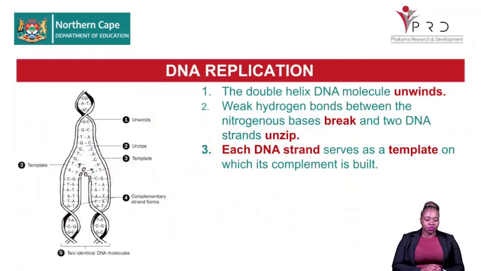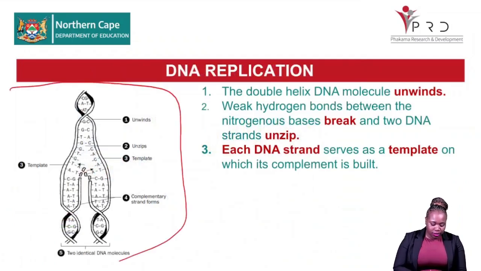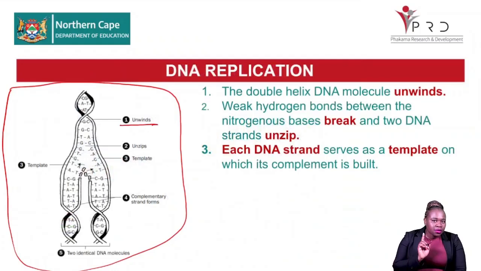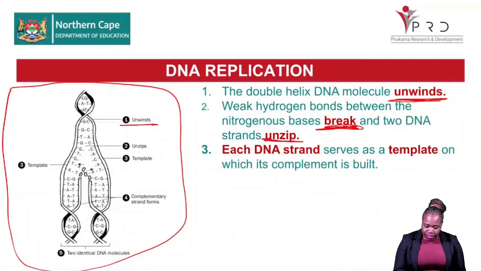Now here we're going to look at the process again, but I just want us to look at it with the structure in mind. If we have a look at the structure, you can see that it is going to guide you on what happens at each step. Step number one, the main thing here is for you to mention that the molecule unwinds. So this twisted molecule is going to unwind to form that ladder-like structure, and then the weak hydrogen bonds break. When the weak hydrogen bonds break, the DNA strands are going to unzip. That is the second step. So that is where you're going to be getting your marks.